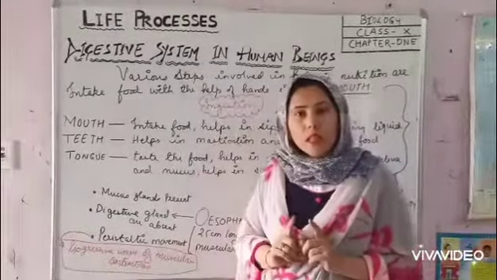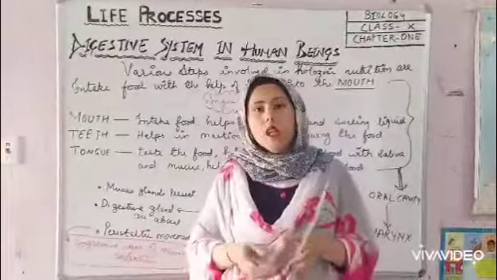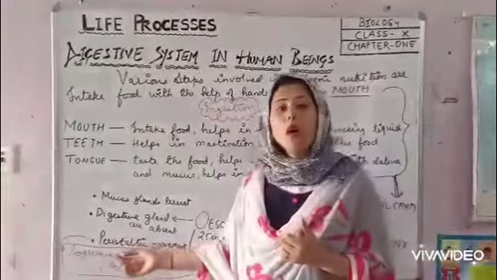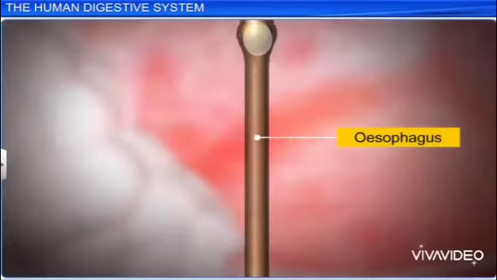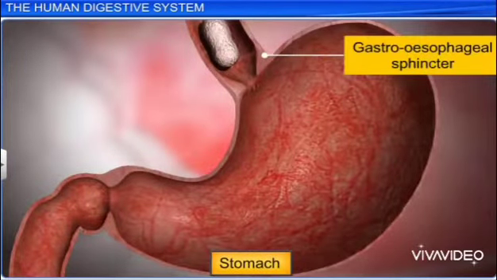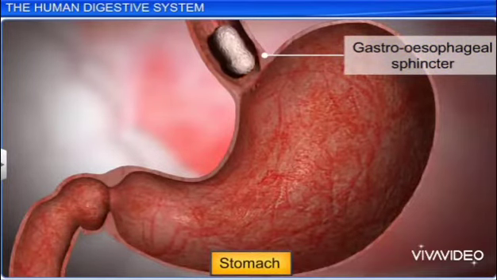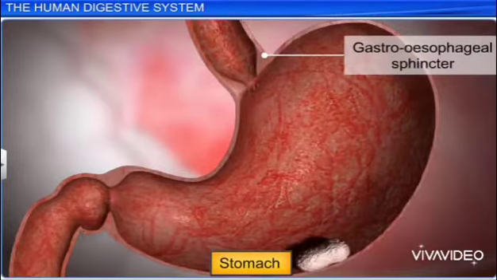And one more movement it carries. This is a one mark question. What is peristaltic movement? Peristaltic movement is a progressive wave of muscular contraction. The esophagus conducts the food from the pharynx to the stomach. At the end of the esophagus lies the gastroesophageal sphincter, a one-way valve that allows food to enter the stomach but prevents it from regurgitating.